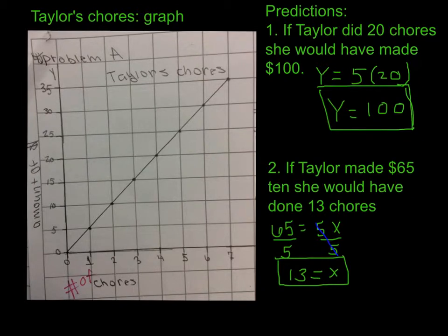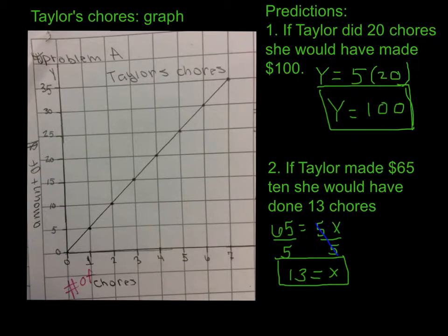Okay, Taylor's chores graph. Here we have the graph with the number of chores on the x-axis, and here's the y-axis with the amount of money. And then here we have our line. As you can see, it's a linear equation. So my first prediction is if Taylor did 20 chores, she would have made $100.